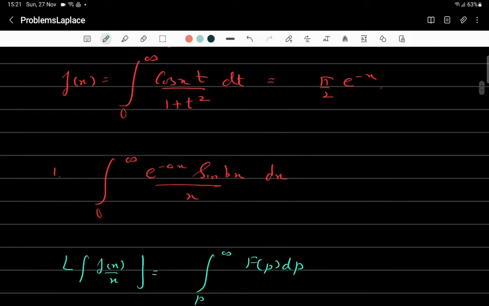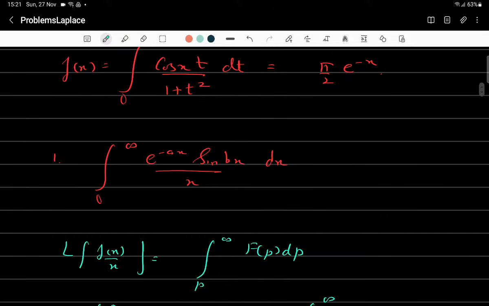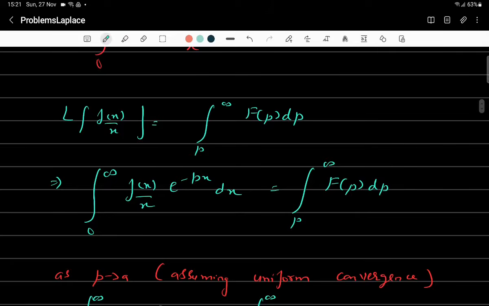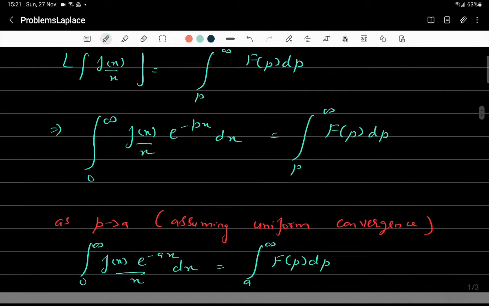So if you see Laplace of f of x by x, and if you use the definition, then it is 0 to infinity f of x by x e raised to power minus px dx, and there is a right hand side. Now if I put f of x to be sine bx, then I am very close to the answer. The only thing is that instead of p on the left hand side I need a. So let's assume that p tends to a, and in that case the left hand side is 0 to infinity f of x e raised to the power minus ax by x dx, and the right hand side is a to infinity f of p dp.